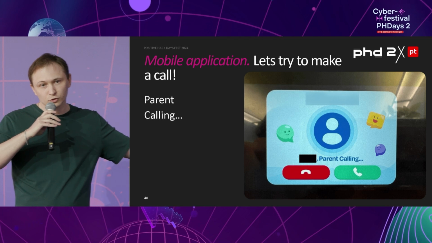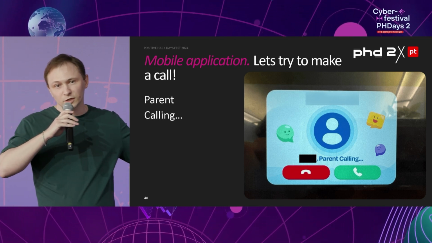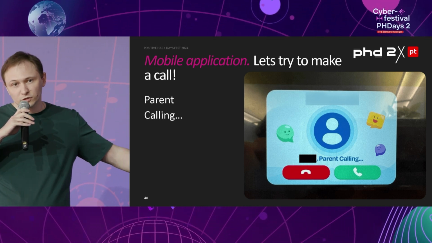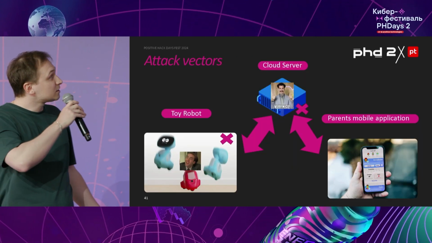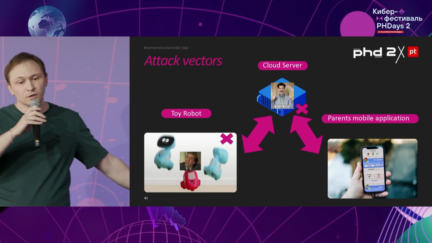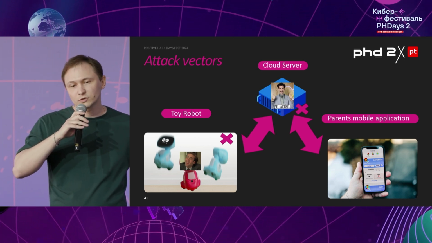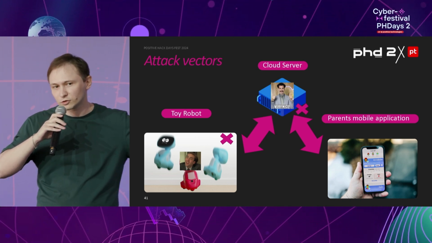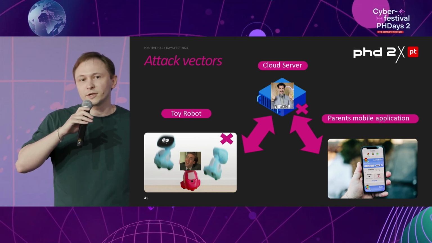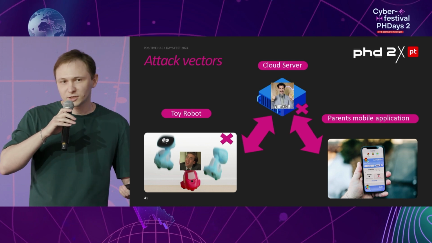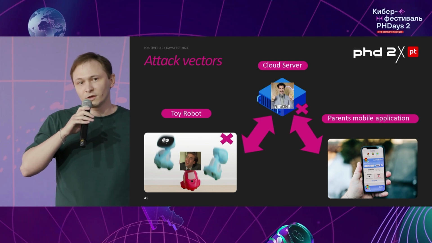This is not just a call. This will be shown as parent calling, which is not really the case. And now this is getting scary, isn't it? So we have shown that it's not very nice in terms of security for the robot, not very good for the cloud. Okay, and we need to have a look at the user app.